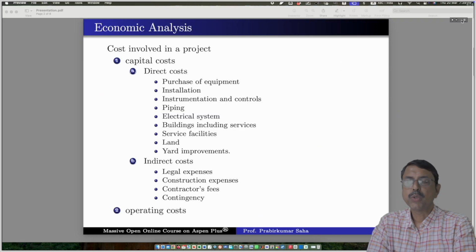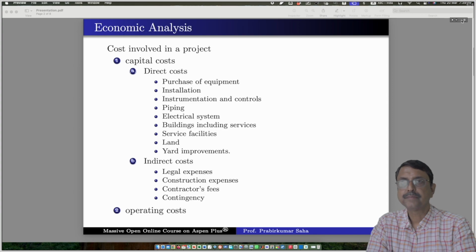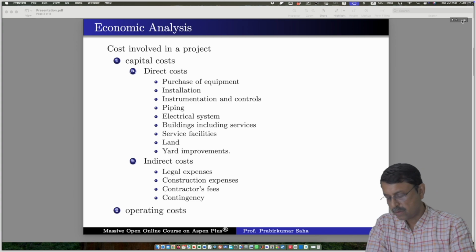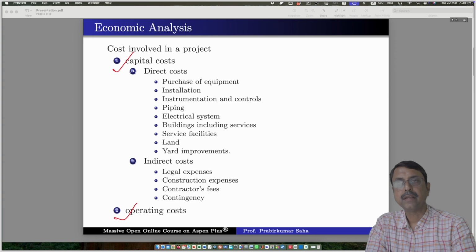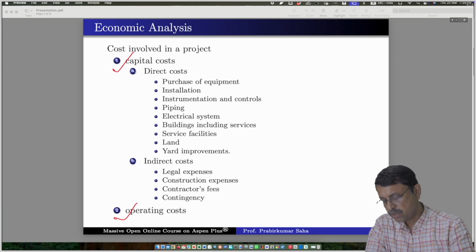As we all might know, the entire project of designing, developing and commissioning a process plant involves huge cost. And this cost can be divided primarily into two parts. One is the capital cost and the other is the operating cost. The capital cost can further be divided into direct and indirect cost.